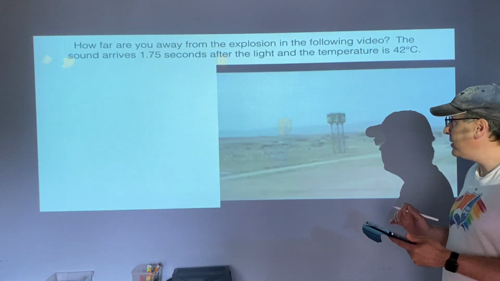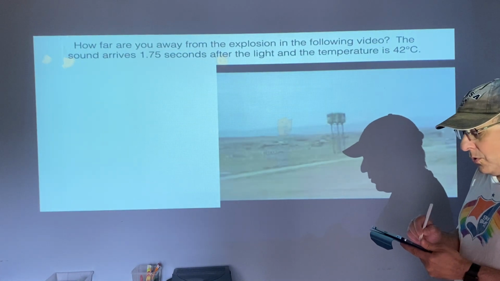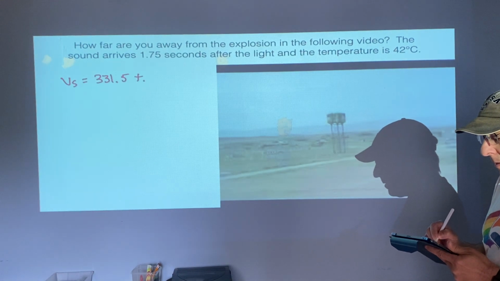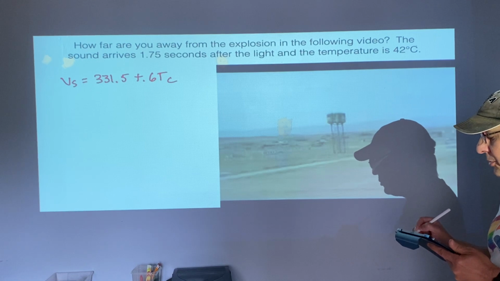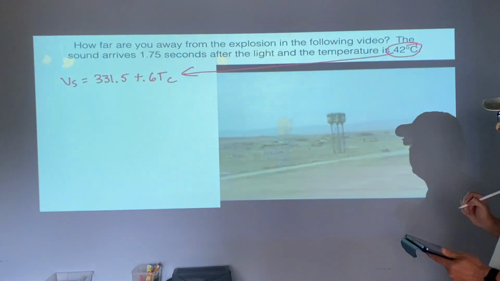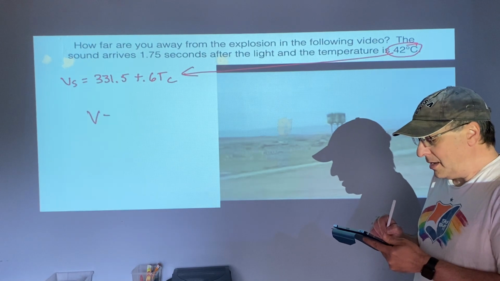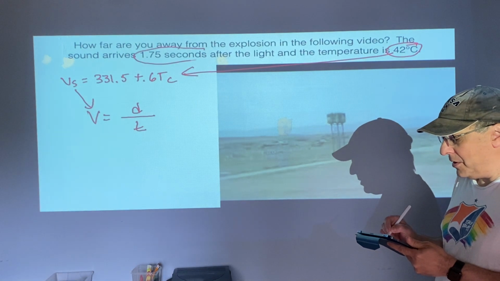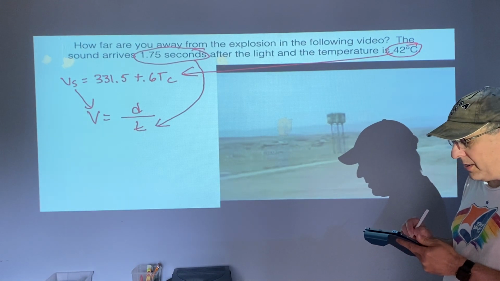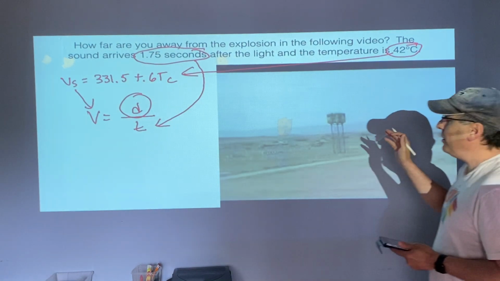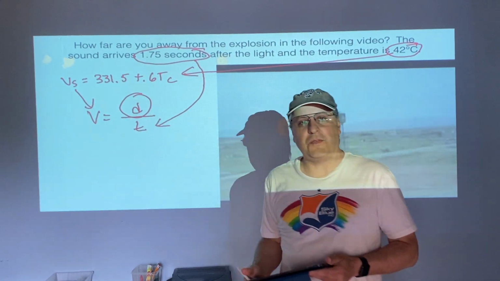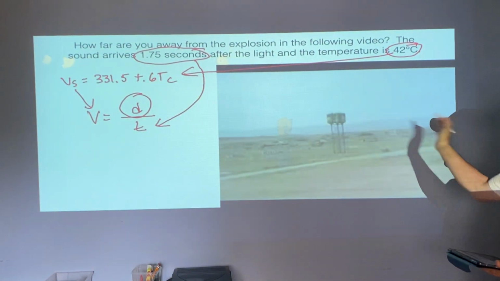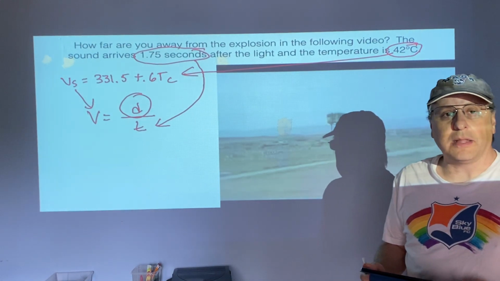Okay, so it's a two-step process of what you want to do. You want to get the speed of sound using our new formula. Plug in your temperature, make sure your temperature is in Celsius. Once you get your speed, sound travels at a constant speed, so you put that in here. And then if you know the time, you put that in here and solve for distance. If you know the distance, you plug that in and figure out how much time it will take the sound to reach you.